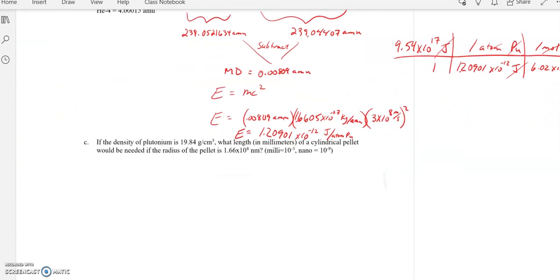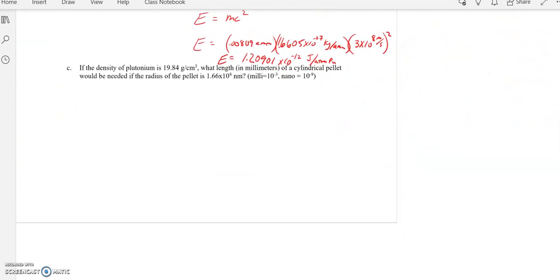Finally, part C. It says if the density of plutonium is 19.84 grams per cubic centimeter, what length in millimeters would this cylindrical pellet need to be if the radius of the pellet is really small, 1.66 times 10 to the 8th nanometers. So we know that these pellets are cylindrical in shape. We want to know how long they are. And we're given the radius. Now you got units all over the place here. We've got grams per centimeter cubed, we've got nanometers, we've got millimeters. We need to have some sort of consistency here.